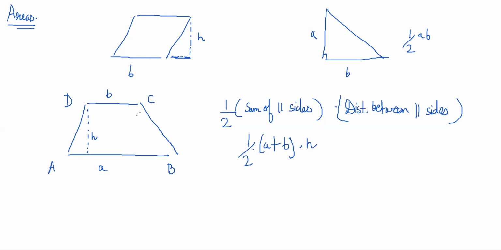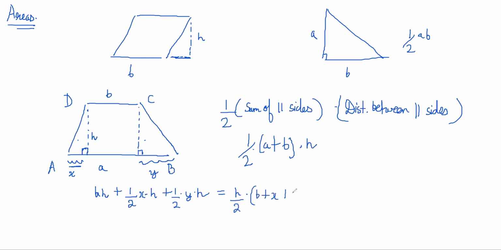Because you can drop perpendiculars, right? And then we can get the area of the triangles and the rectangle. So two triangles and one rectangle, right? Rectangle will be base into height, B into H, and this distance will be say X, and this distance will be say Y. Triangles will be half into X into H plus half into Y into H, right? So then you can take H by 2 common.